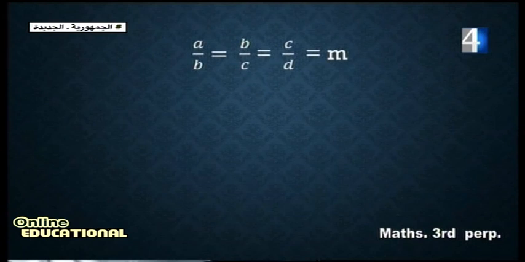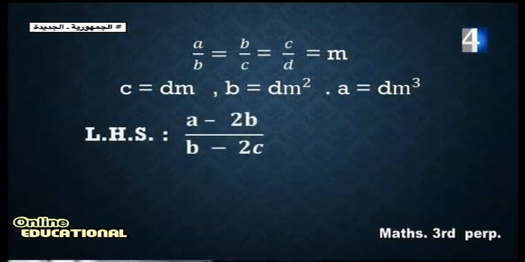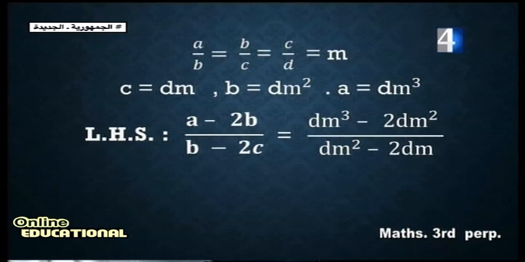By the same way, we are going to start by finding C. So C equals dm, B equals dm to the power of 2, and finally A equals dm to the power of 3. First of all, we are going to find the left-hand side, which is A minus 2B over B minus 2C. By substituting for A, dm to the power of 3 minus 2, by substituting for B, dm to the power of 2 over B equals what? dm to the power of 2 minus 2C. What about C? It is dm.